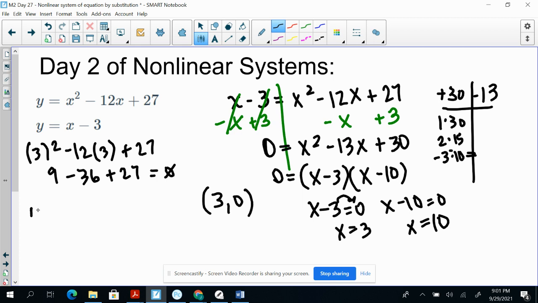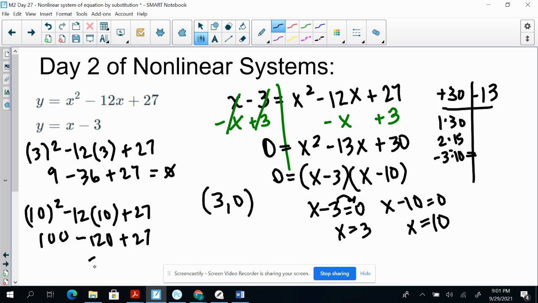Then for 10, so 10 squared minus 12 times 10 plus 27. So 100 minus 120 plus 27 is going to give us a positive 7. And then 10 in our second one, 10 minus 3 also gives us a positive 7. So when x is 10, y is 7.